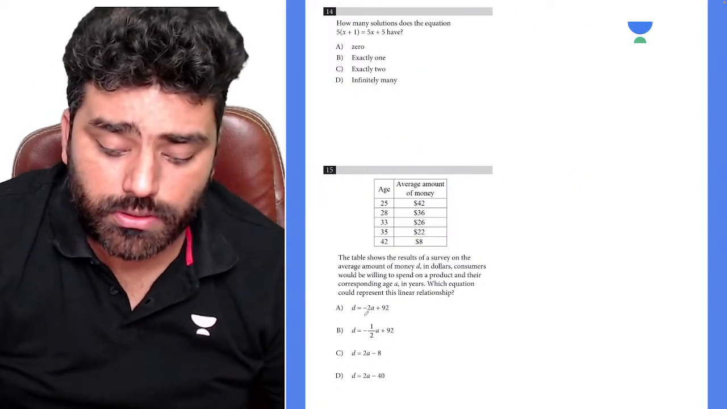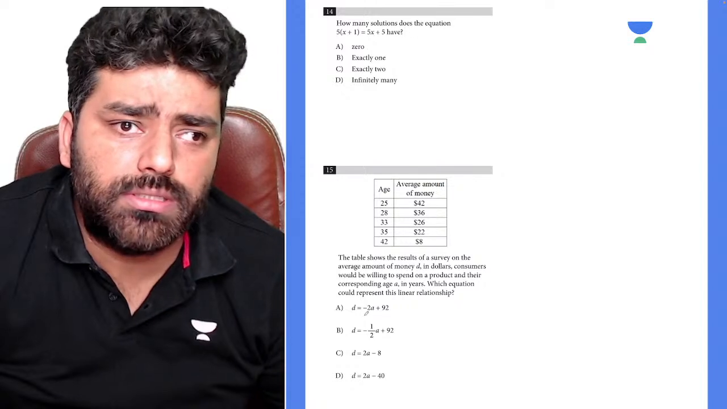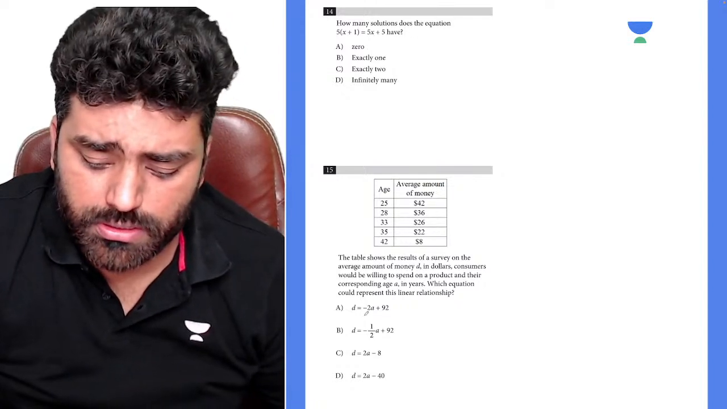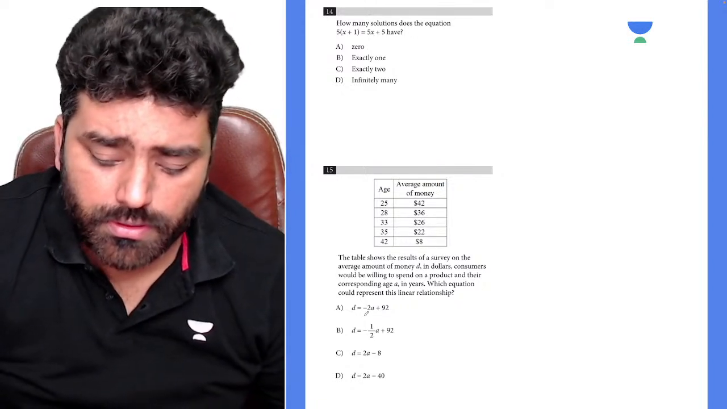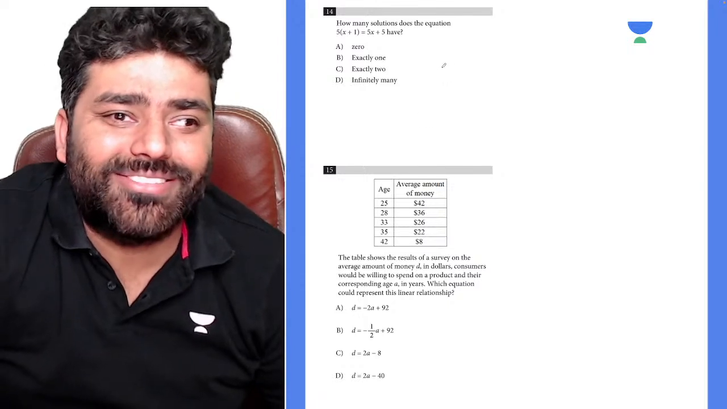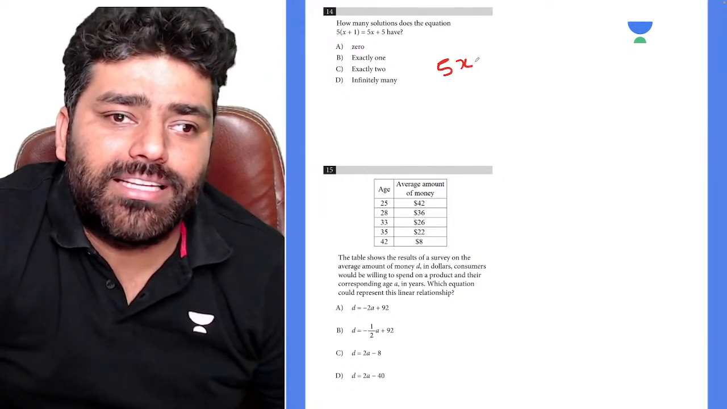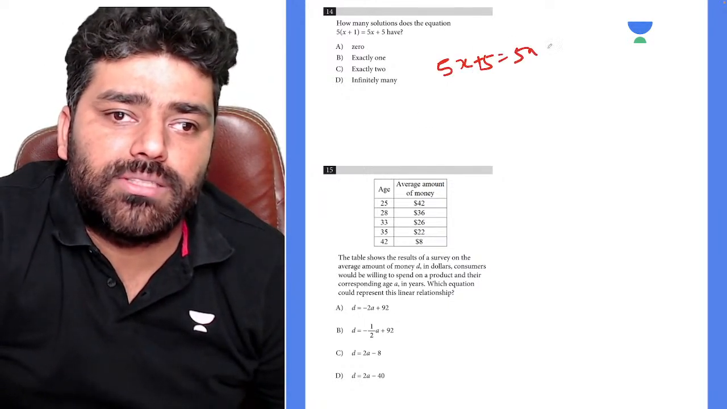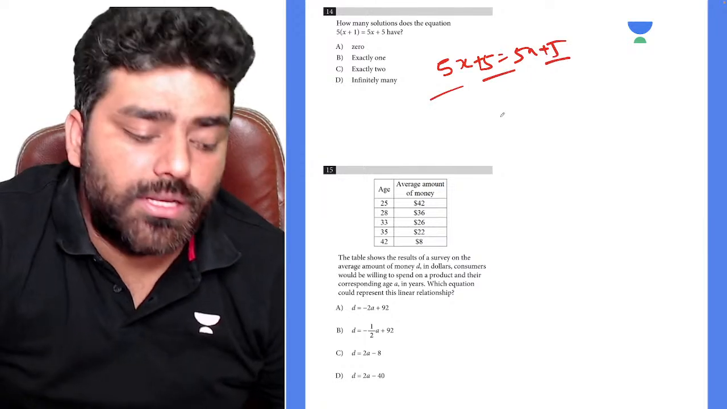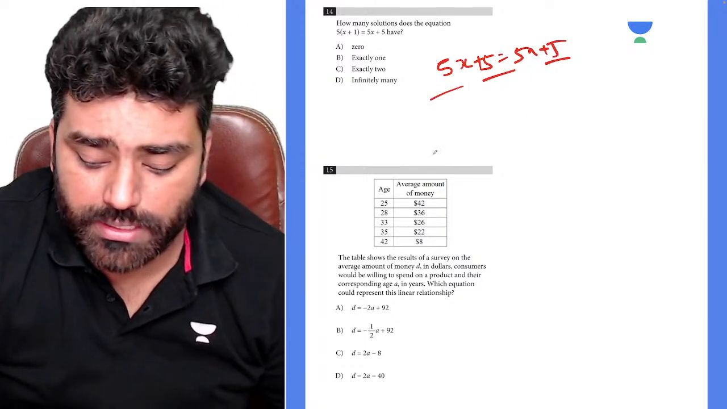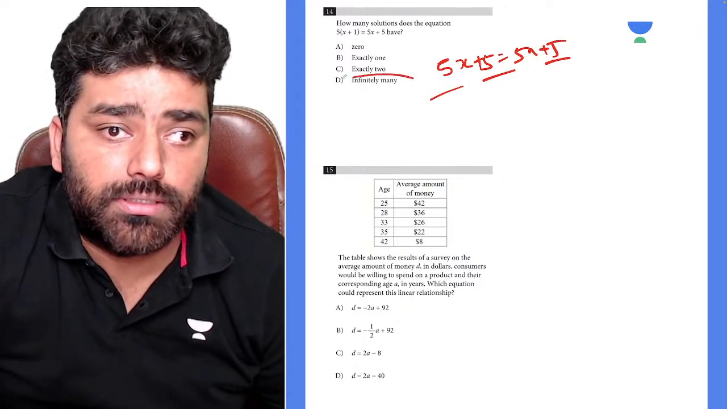Now this is question number 14. How many solutions? When you see this question directly, there's nothing to do there actually. So this is 5x plus 5 is equal to 5x plus 5. So both sides are same. So any value of x will satisfy this. So there are infinitely many solutions.